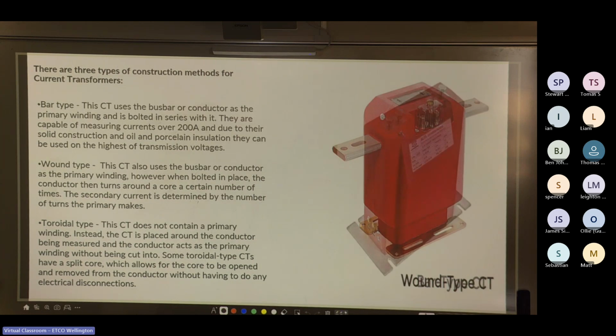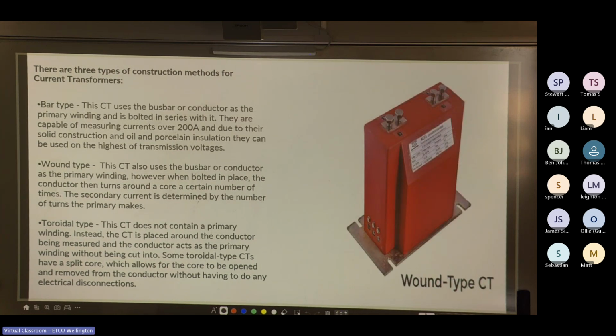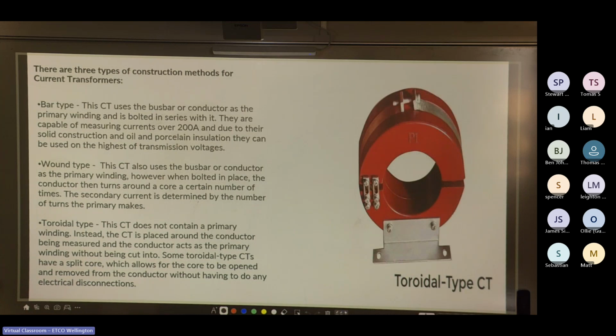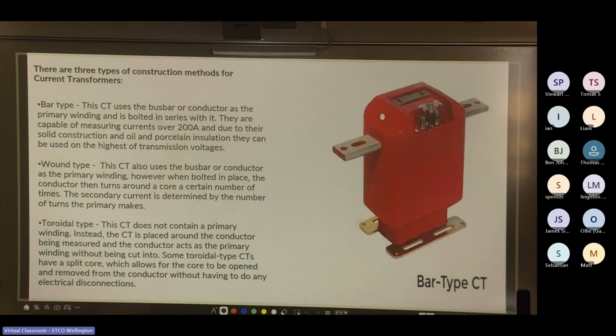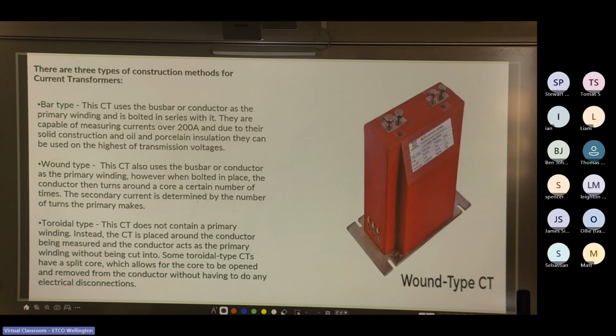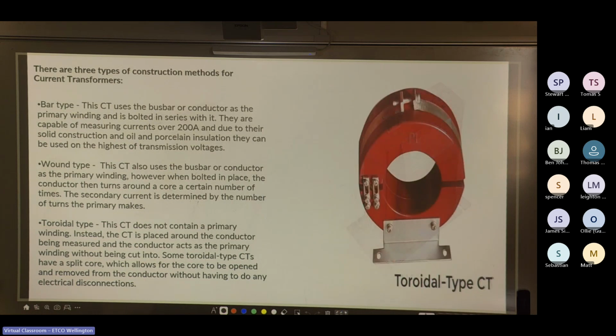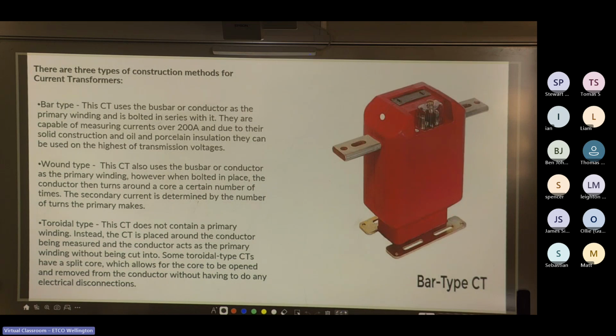Cool. So there are three types of construction methods for current transformers. You've got your bar type. The CT uses the bus bar or conductor as the primary winding and is bolted in series with it. They are capable of measuring currents over 200 amps, and due to their solid construction and oil and porcelain insulation, they can be used on the highest of transmission voltages. That's your bar type there that's showing now.